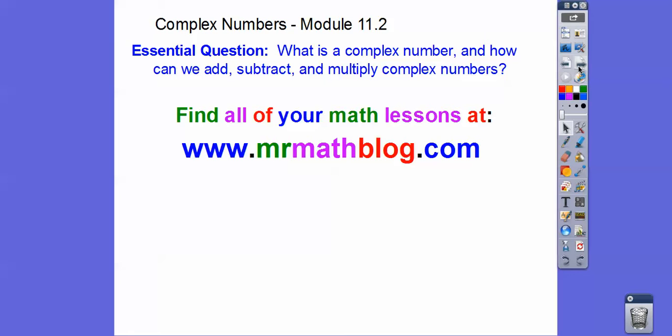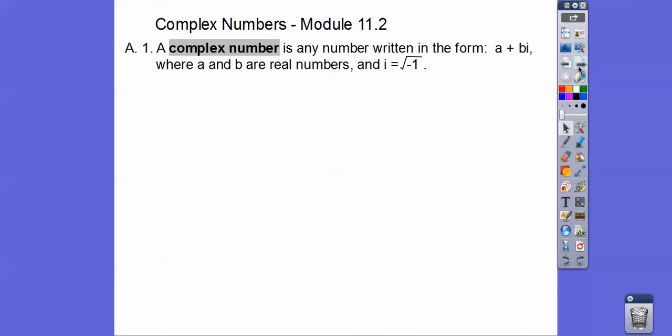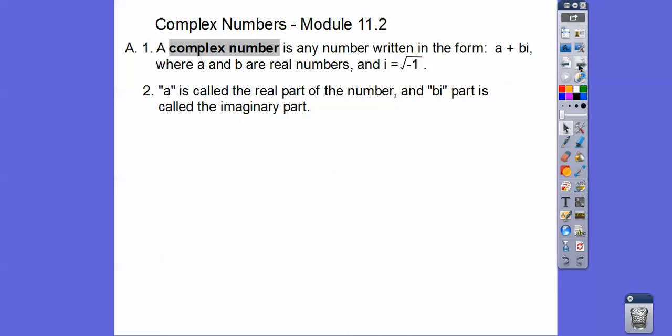So here's our question. What is a complex number and how can we add, subtract, and multiply these guys? A complex number is always written in the form a plus bi, where a and b are real numbers and i is the square root of -1. Don't make it harder than it is. So a is called the real part of the number and bi is called the imaginary part.